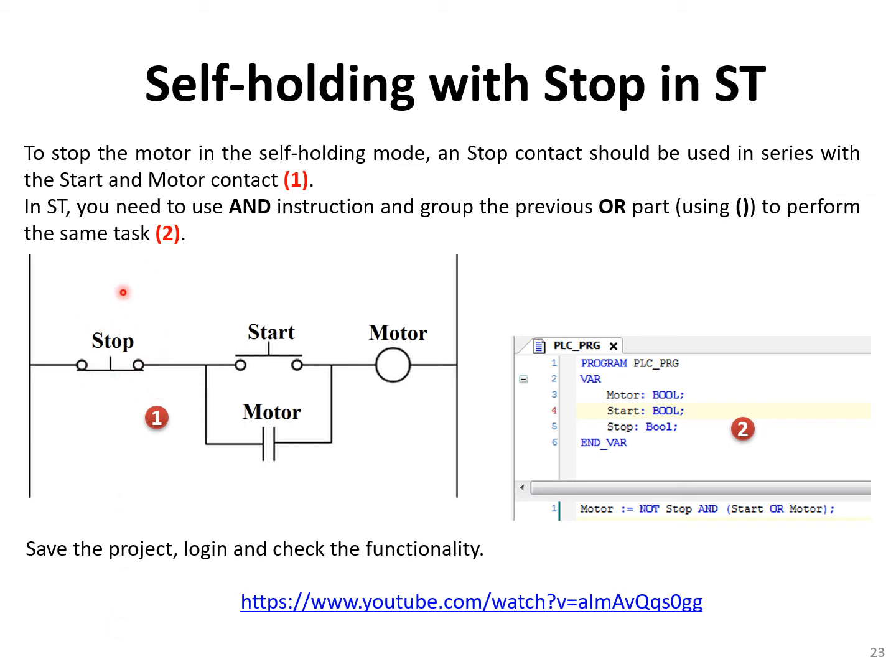Here we have a stop, so a little bit more advanced code. In ST, you need to use AND. We have two series contacts, so it's similar to AND, and parallel branches are OR, and you group the previous OR part to perform the task. Here we have the ST coding.